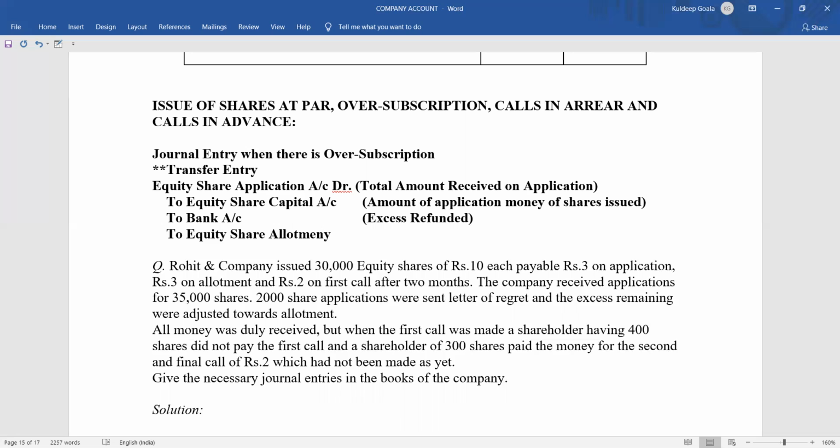Equity share allotment account. I have already discussed this particular entry earlier also, but I'm repeating once again. Equity share allotment account कितना होगा? Amount adjusted to allotment. ये कॉल में भी जा सकता है. ओके, फर्दर कुछ भी नेक्स्ट प्रोसेस में जा सकता है. Like it may go to the equity share first call, it may go to the equity share second call, like this.